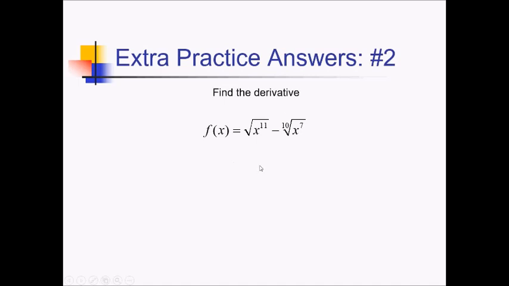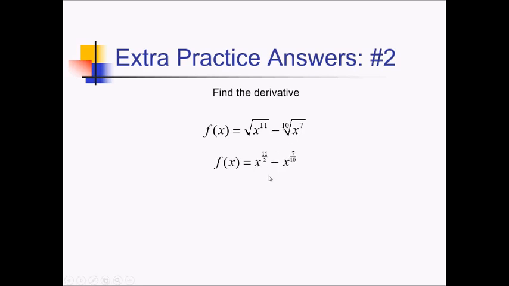On this problem, to find the derivative, it would be helpful to first rewrite these with exponents instead of radicals. So this first one, this is the square root of x to the 11th. I can rewrite this as x to the 11 over 2. There's an invisible 2 there. For this next one, this is going to be negative x to the 7/10.